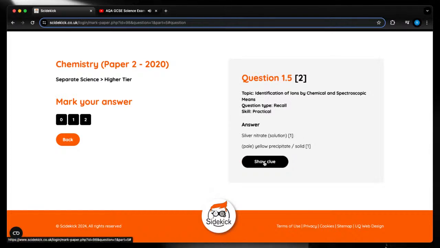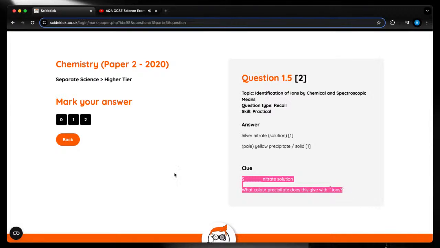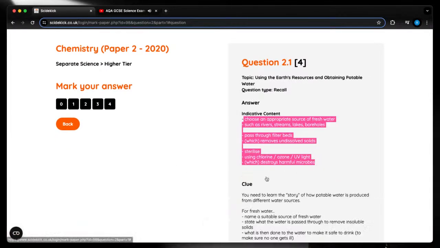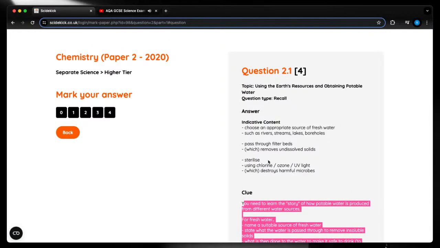If you want to see the clue, this is here just for if you look at the answer, like we said before, and go, well, why is it that? You can see how we worked it out by looking at these. So in this one, how did I know to write all that? Well, the clue here talked you through how to actually construct your answer for that question. So you can see how the two link together.